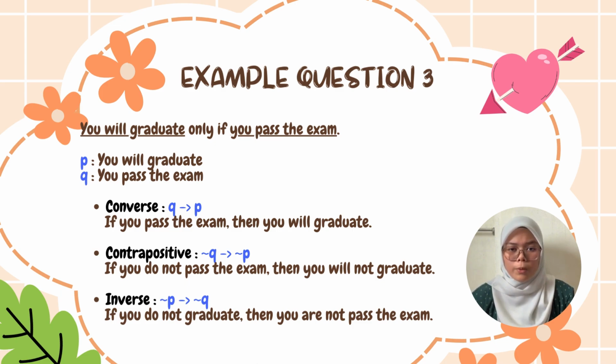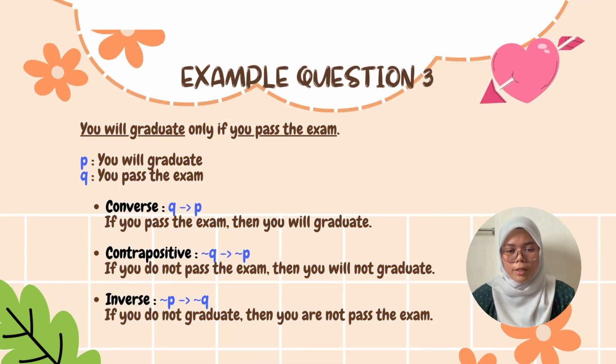And for the contrapositive, if negation Q, then negation P: if you do not pass the exam, then you will not graduate. And for the inverse, if negation P, then negation Q: if you do not graduate, then you did not pass the exam.